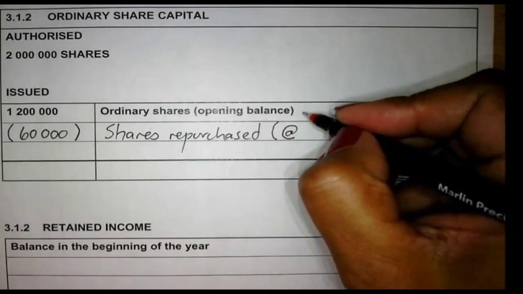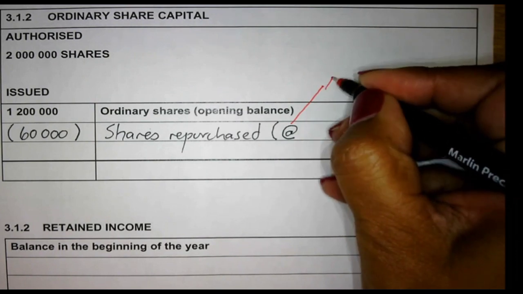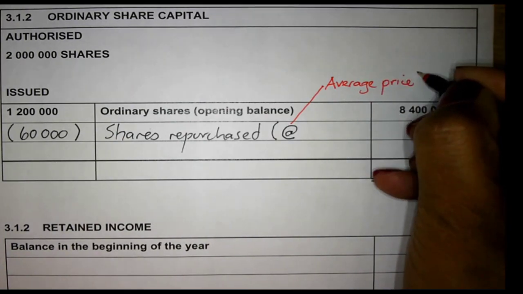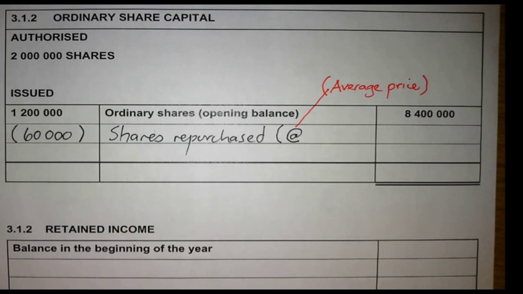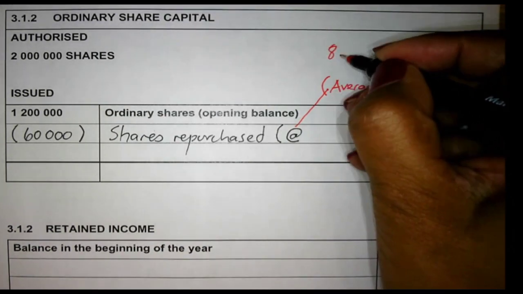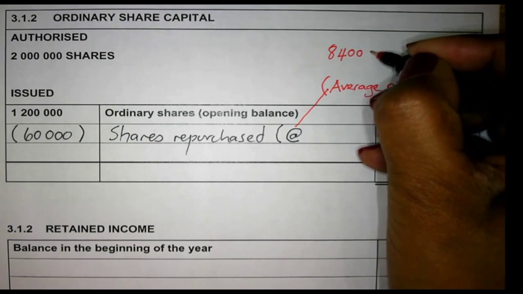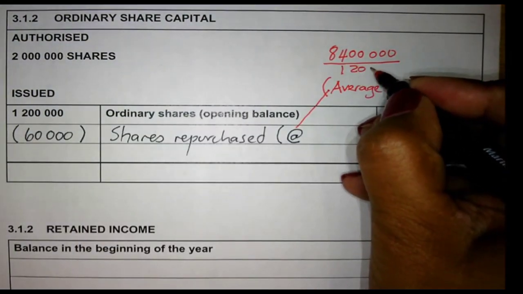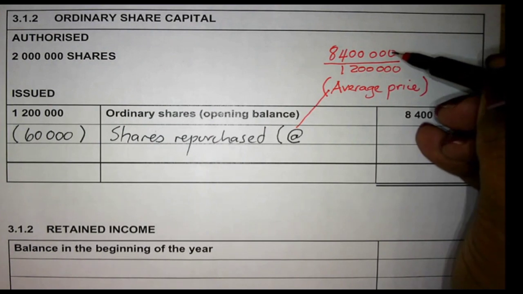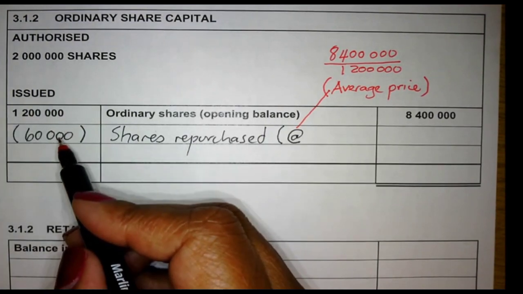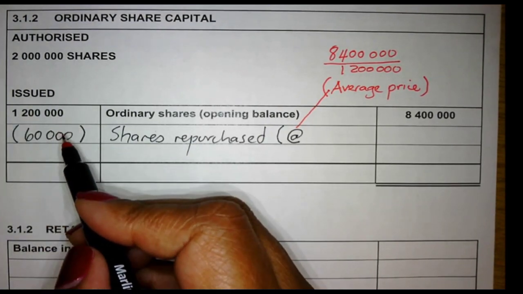One thing you must know about this note is that that "at" is your average price. That's your average share price there. Okay? How do I work out my average share price? I take my 8,400,000 and I divide it by 1,200,000. So my rand value of my shares divided by my number of shares before the repurchase. Okay, that will give me my average.